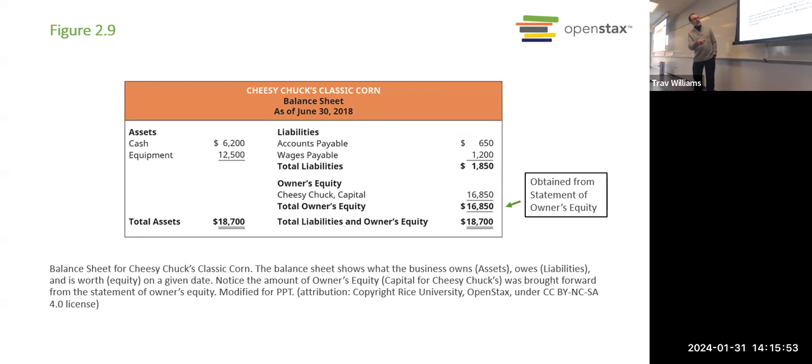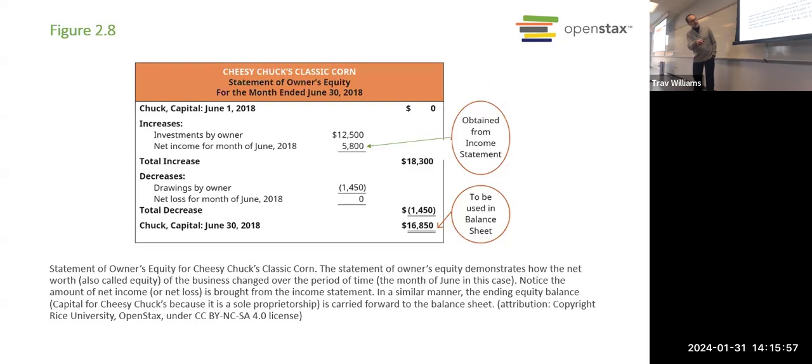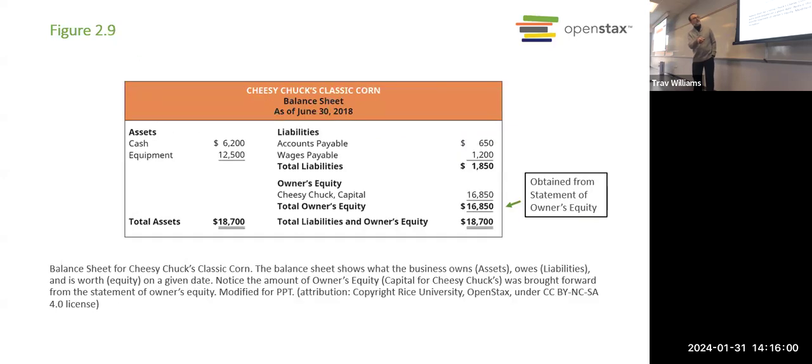Okay, so then that owner's equity of $16,850 from right here gets transferred over to the balance sheet under the owner's equity section. If we add the company's liabilities to the owner's equity, we get total liabilities plus equity. And notice that that equals the total assets of the company. So our balance sheet balances, okay?